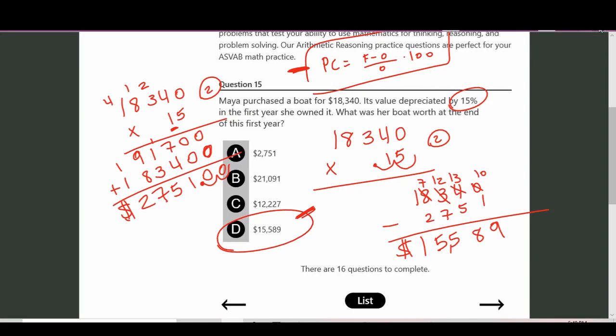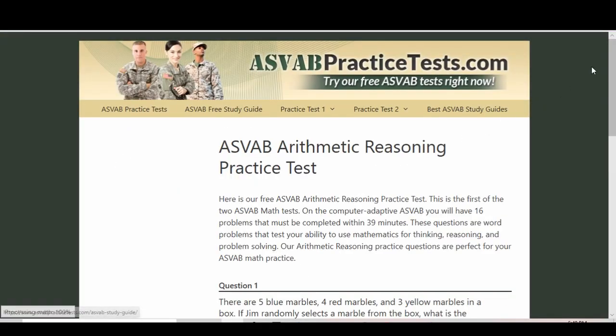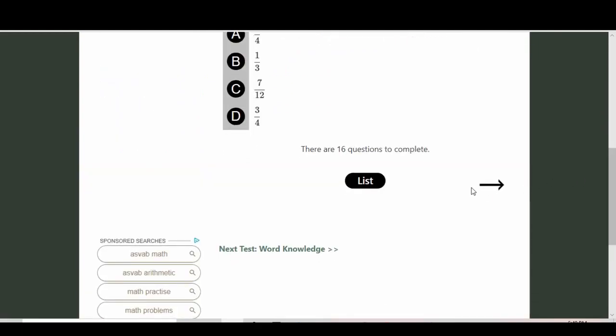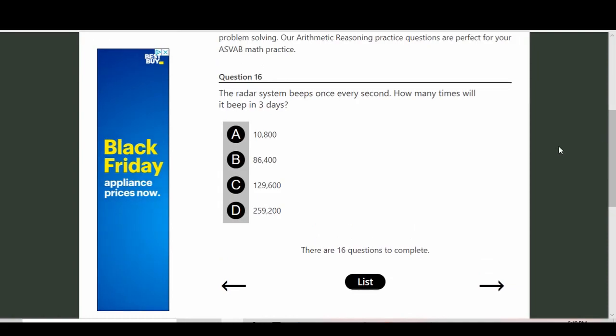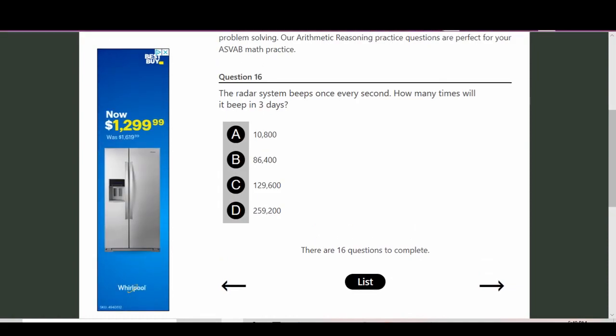So that's that one. And number 16, our final question. Hopefully it's easy. And it's not. All right. 16 says the radar system beeps once every second. How many times will it beep in 3 days?